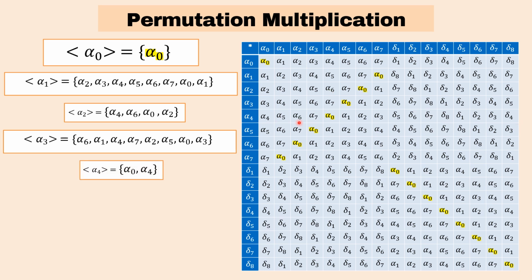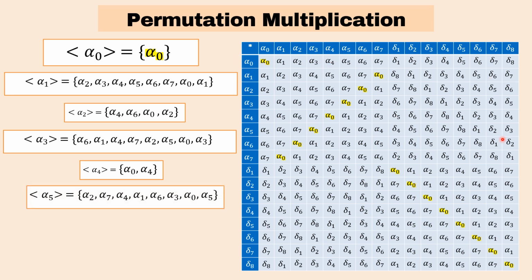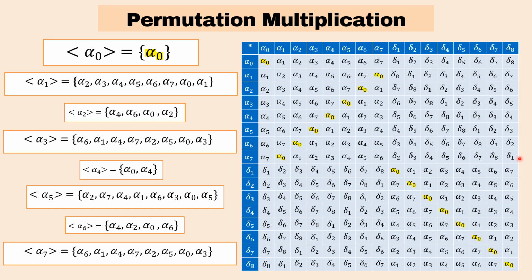Next, alpha sub 4. So alpha sub 4 star alpha sub 4 is alpha sub 0. Alpha sub 0 star alpha sub 4 is alpha sub 4. And so on. Alpha sub 5 generates alpha sub 2, 7, 4, 1, 6, 3, 0, 5. Alpha sub 6 generates 4, 2, 0, and 6. Alpha sub 7, on the other hand, generates 6, 1, 4, 7, 2, 5, 0, 3.